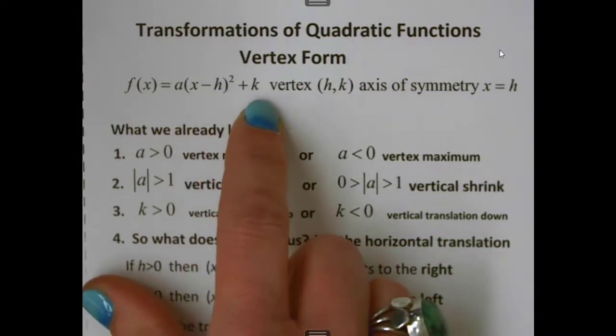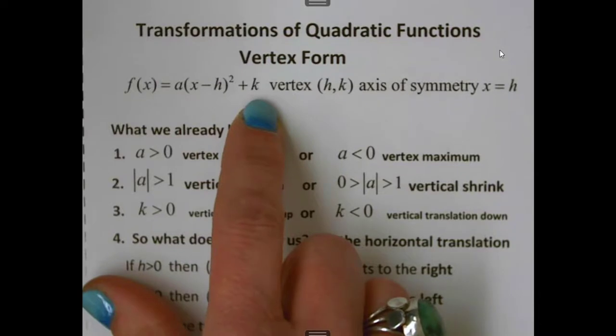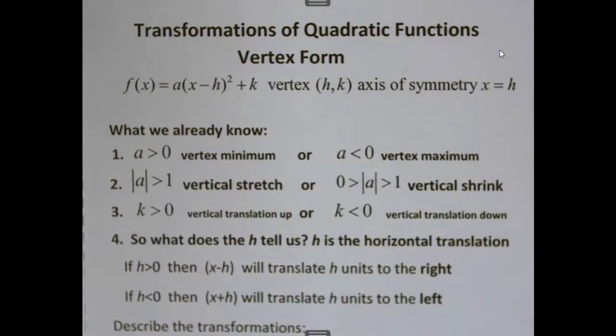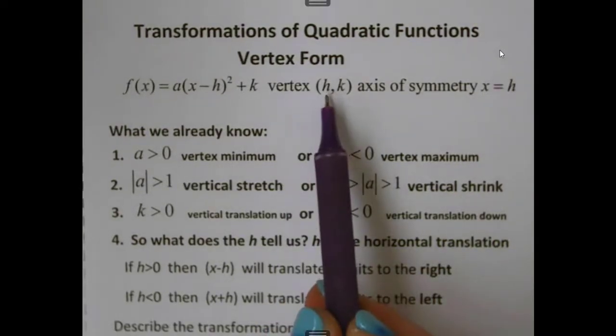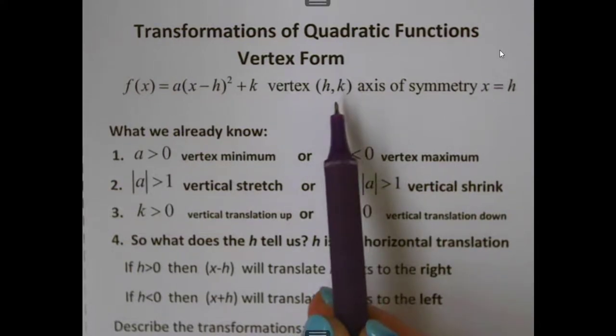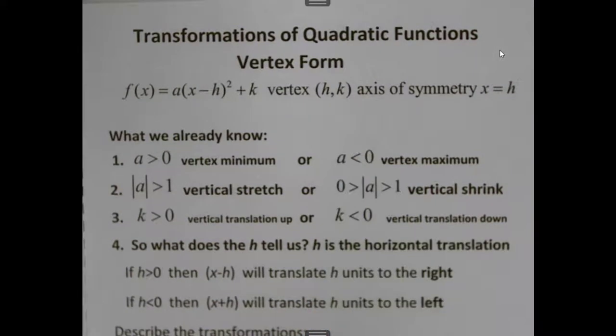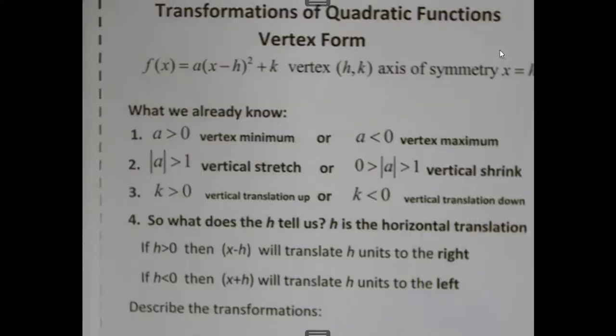So we're going to talk about what we already know and then find out what's going on with each of these functions and compare it to the parent function. Also, you can notice that the vertex is going to be h comma k, and we'll get to that here in just a little bit too. But let's talk about what we already know.